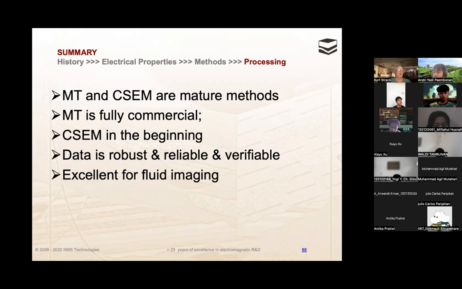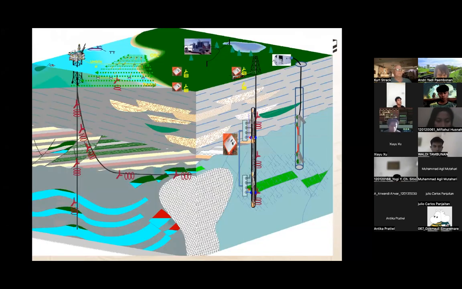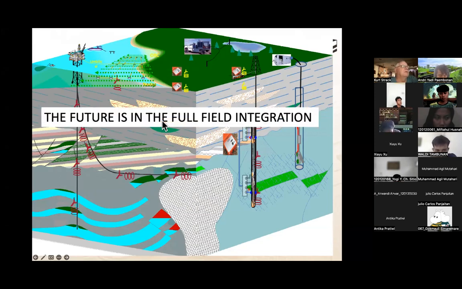To summarize, magnetotellurics and CSEM are mature methods. MT is fully commercial. CSEM is commercial in the beginning. The data is robust, reliable, and the methods are excellent for fluid imaging. And in the full field scenario, we are now adding sensors in the borehole that we didn't have before, new logging tools, as well as surface land and surface offshore equipment. And the future is in the full field integration.